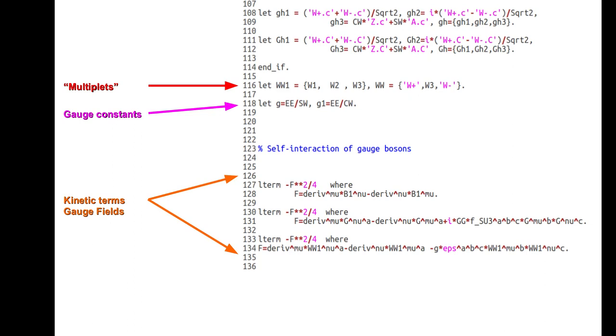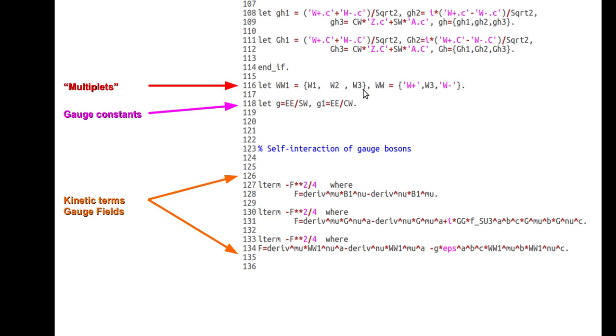Here, this part I'm going to skip is just involving if you had a different Feynman gauge. Then you have to also include the Goldstone bosons, but I'm not going to include them. And then I'm going to skip to line 116, which is just defining a multiplet, it's not really a multiplet, it's just a way of calling.